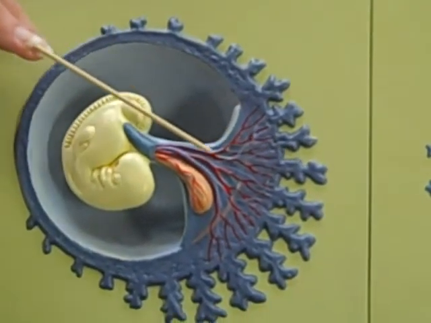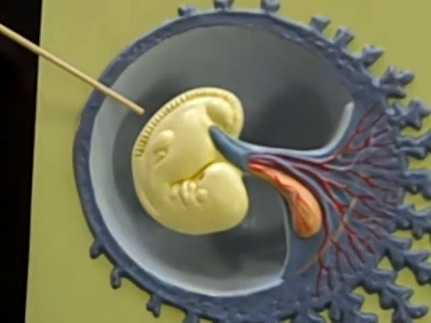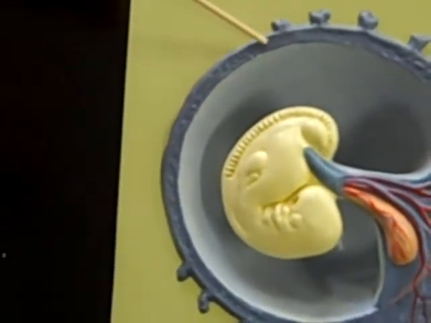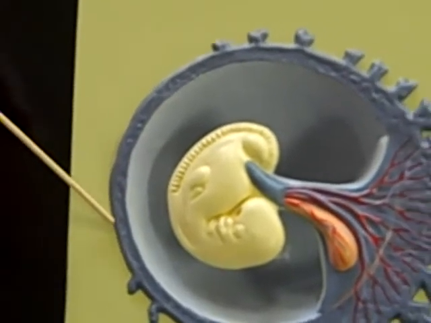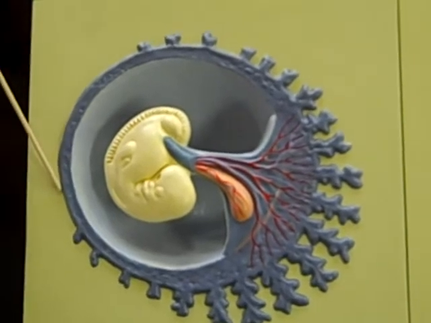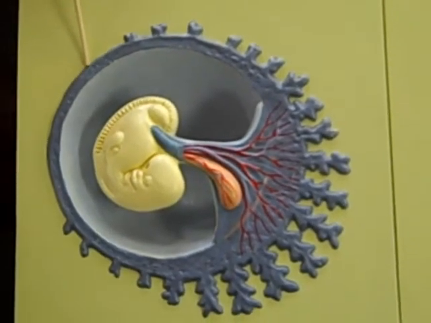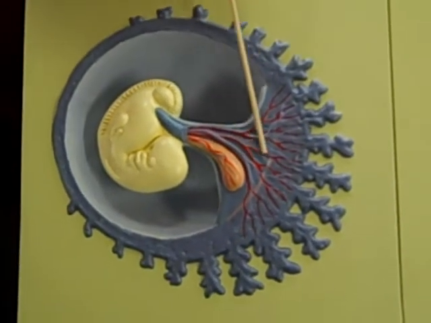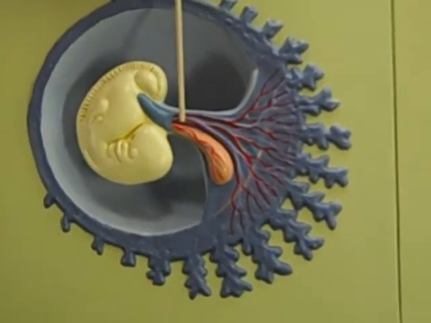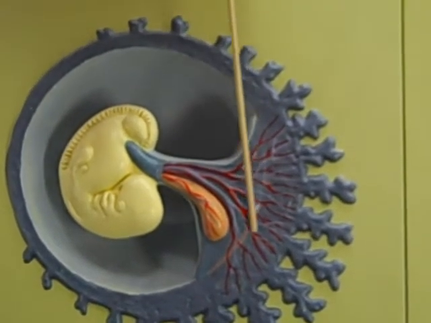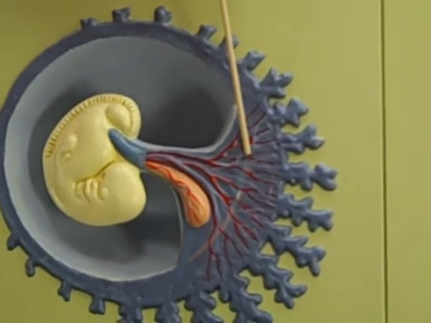If you look opposite that, on the opposite side, the villi have all disappeared. This forms what is called the chorion laeve, and this part does not contribute to the formation of the placenta. Over here, the beginnings of the placental circulation can be seen, but not in any great detail.